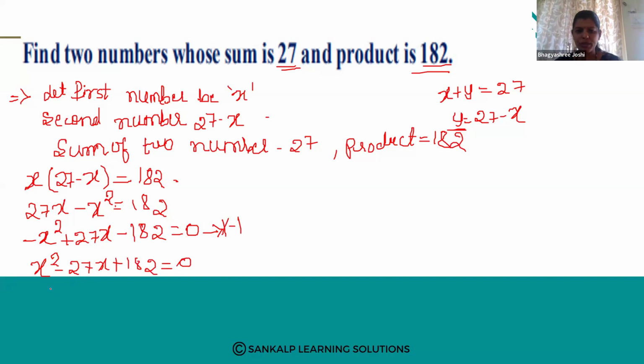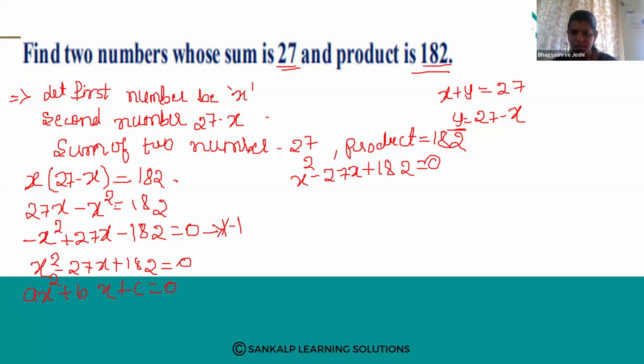See, observe carefully. Now it is a quadratic equation. Why? Because it is in the form ax square plus bx plus c is equal to 0, right? So it is in the quadratic form. So in order to find out the roots or two numbers, which method are we going to apply here? So we are using the factorization method. So x square minus 27x plus 182 is equal to 0.